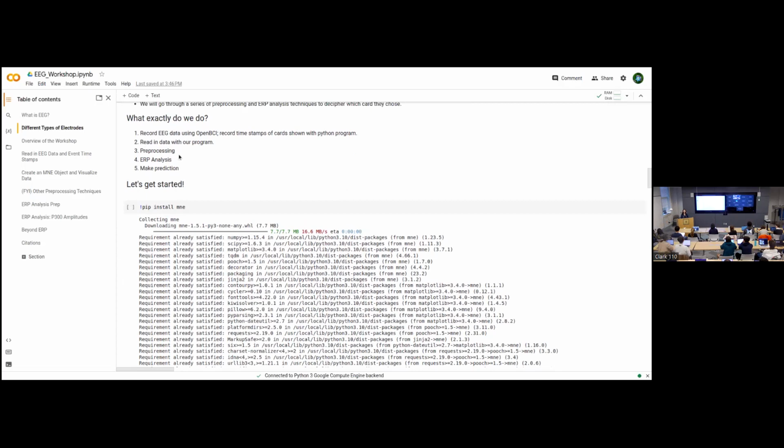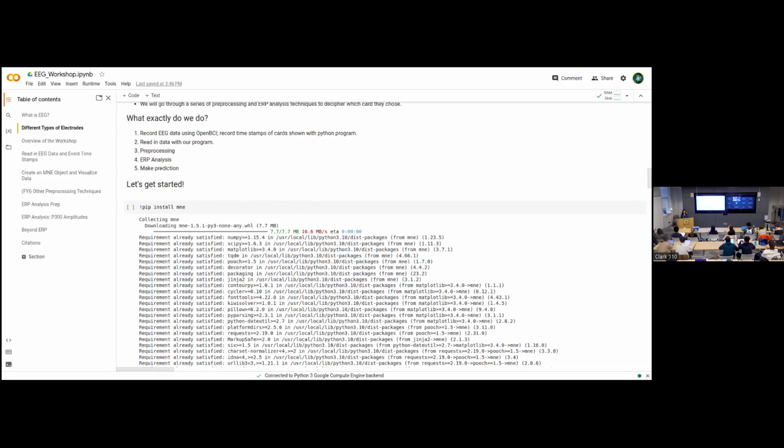I know it's very small on the screen and hard to read, so you'd better read your own copy of the notebook. The first step is we need to record EEG data with the OpenBCI headset. We also need to record timestamps of the card shown, and that is recorded with the same Python program that is flashing the cards. This entire workshop is made solely of the data we collected ourselves with the OpenBCI headset, and all the algorithms are developed by us as well. That is the first step, where we get the data.